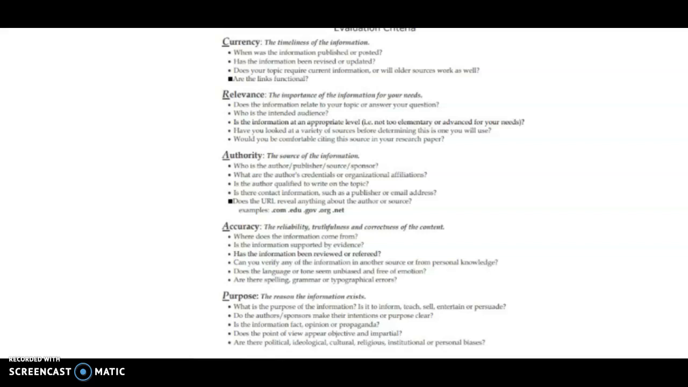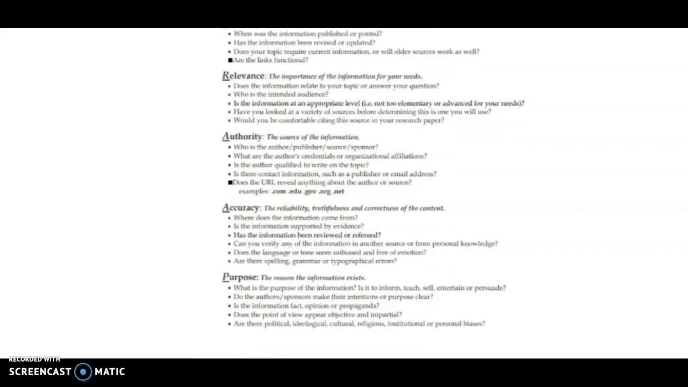Then we have the accuracy, so that is based on the reliability or the correctness of the content. This is where you want to look for where the information came from. Do they provide a list of references? And can you test or check their information to make sure that it is correct?